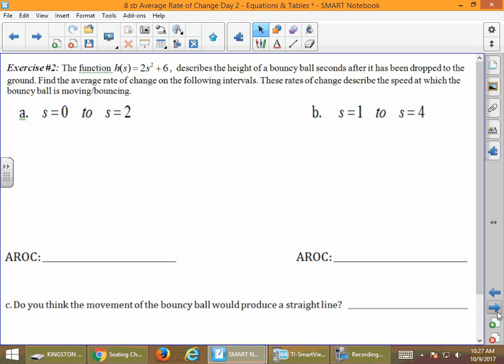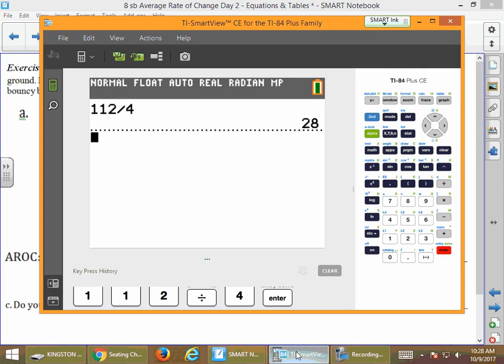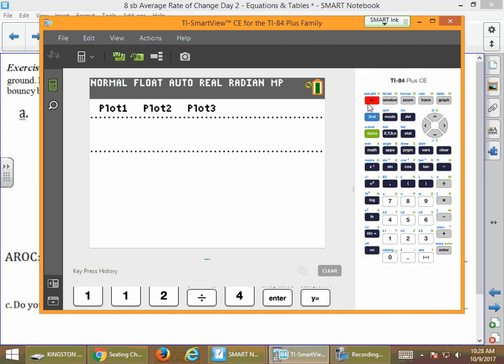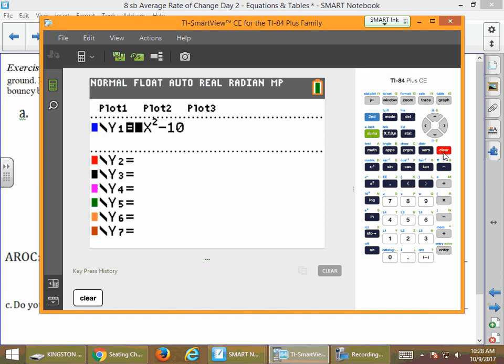Well, first of all, I'd like to continue to use the calculator on this problem. But what I want to tell you is that you can't type in s. Use x for the variable s. So when we go over here to our calculator, we go back to the screen y equals, and I'm going to press clear. And again, we're typing in 2s squared plus 6, but we're going to use x instead of s. So it's 2x squared plus 6.